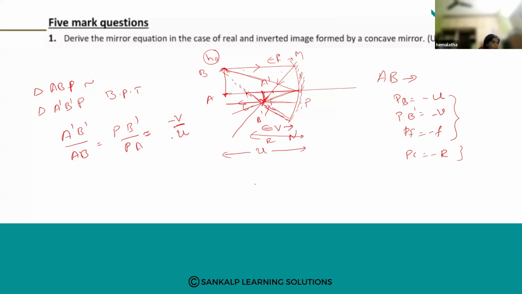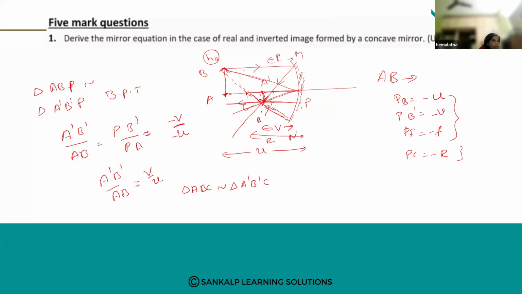Both will be negative. So it is A dash B dash divided by AB is equal to V by U. Next, we have to take another triangle. So triangle ABC, I am taking it like this to make it easy. Triangle ABC is similar to triangle A dash B dash C.